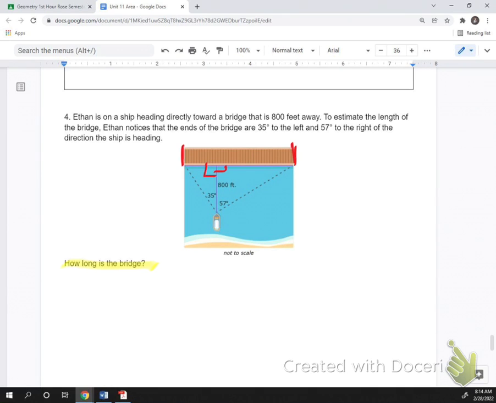I've got two right triangles. I'm going to label this segment X. Great. Label the first one X. That's the first base of your first right triangle. I'm going to label the other one Y. In the end, what am I going to do when I find those two segments? Add them together to get the length of the bridge. 800 feet, yeah. What part is 800 feet? The height of both of these right triangles. Okay?